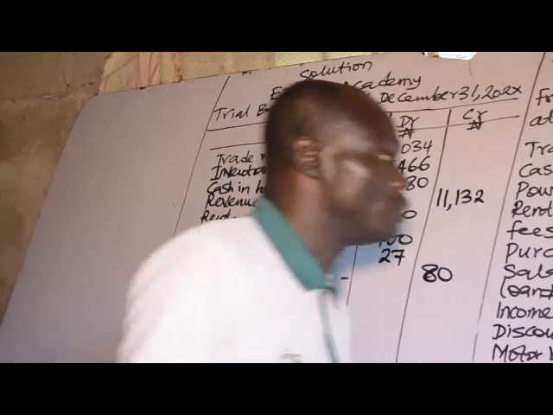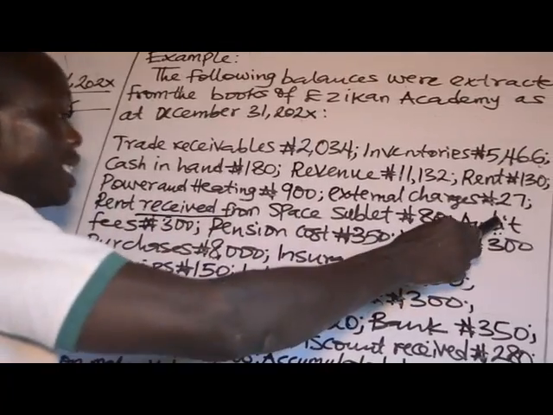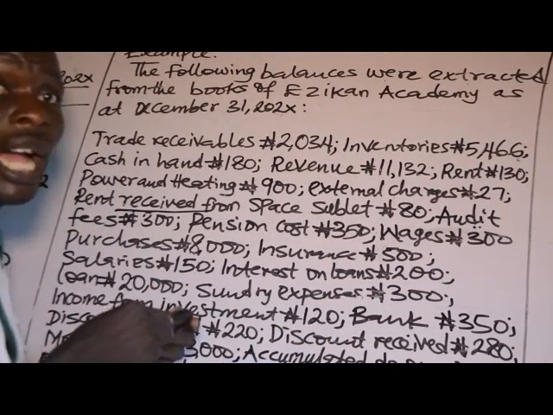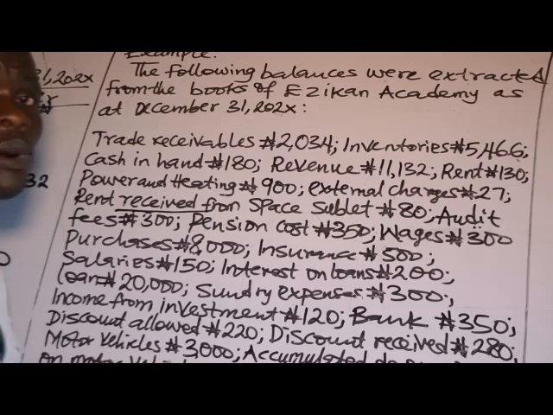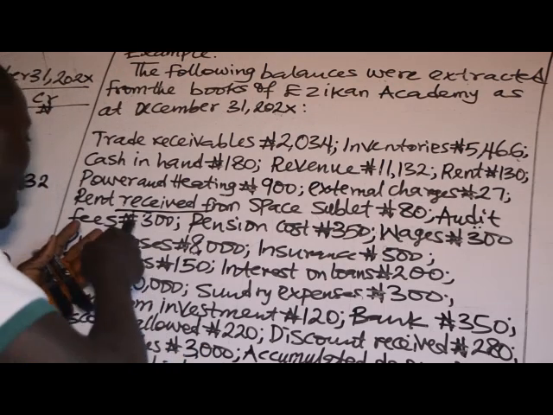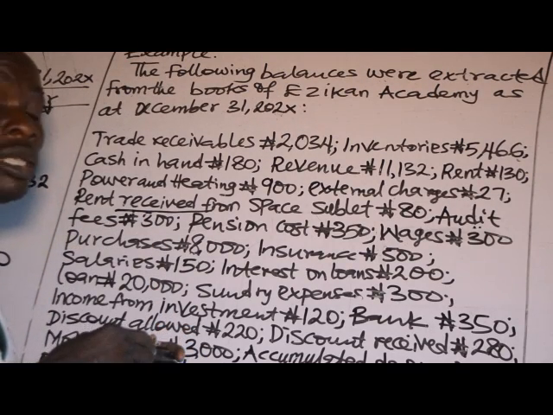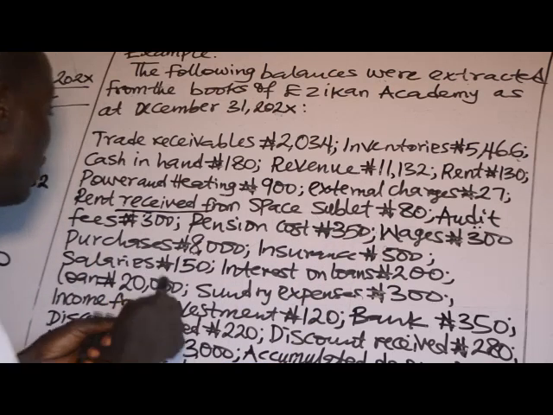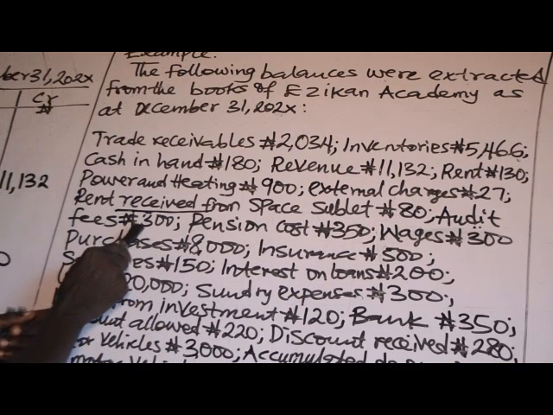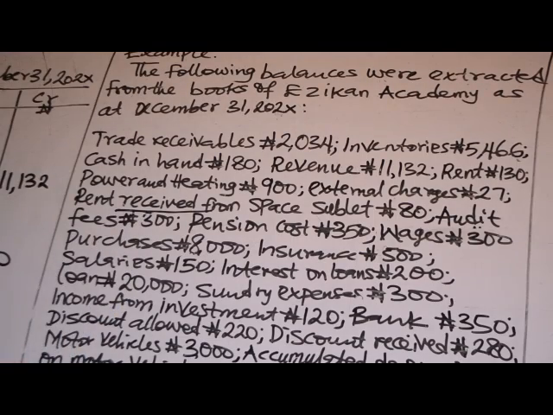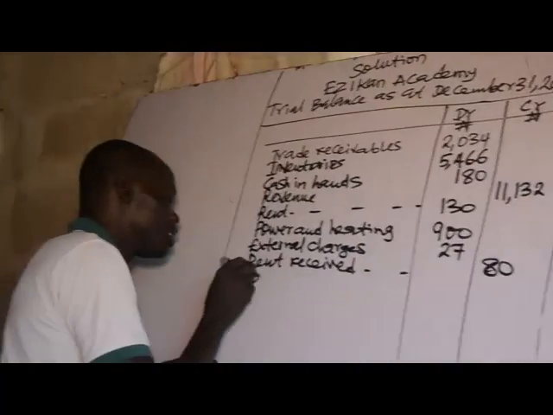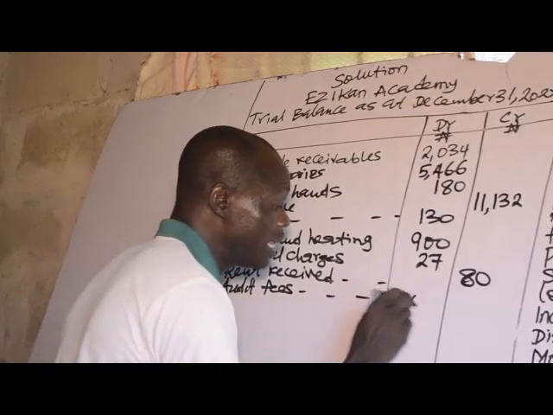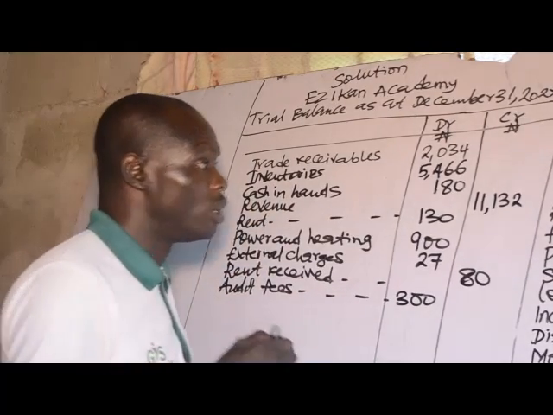Back to the question. After rent received, the next item is audit fees. This is the amount charged by an auditor for the service rendered. Audit fee is an expense. That amounted to 300 naira. Audit fees of 300 naira is an expense, so it should be debited.